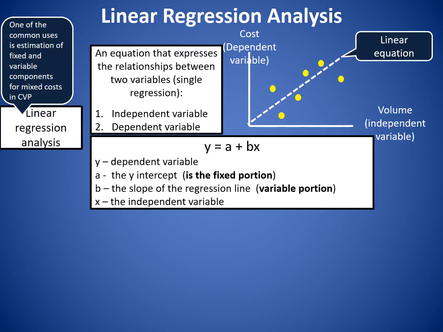And that looks kind of complicated, but again, we'll see when we boil it down, it's not as bad as it looks. Okay, now y is the dependent variable. That represents the total cost of the mixed costs. A is what we call the y-intercept. That is basically the fixed portion of the mixed cost. B is the slope of the regression line. In other words, the variable portion of our mixed cost. And X is, of course, the independent variable. In this case, that would be volume.